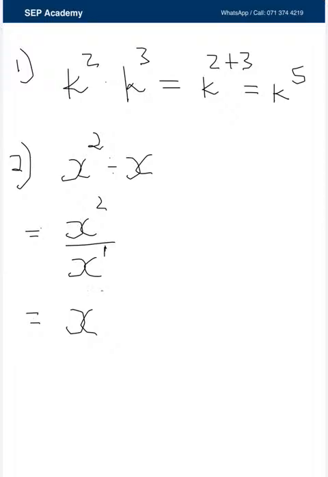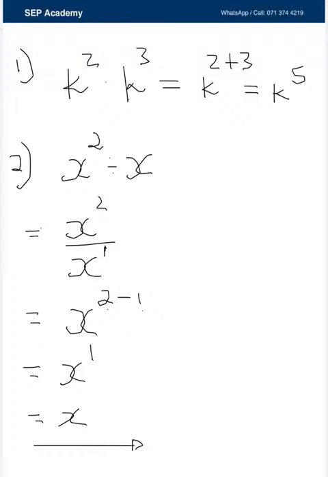It will be x to the exponent of 2 minus, what are you minusing there? You are minusing 1. Then it ends up being x to the exponent of 2 minus 1, which is 1, and then you can just leave it as x. The reason for that is because there is an invisible 1 there. So that should be the end of it.